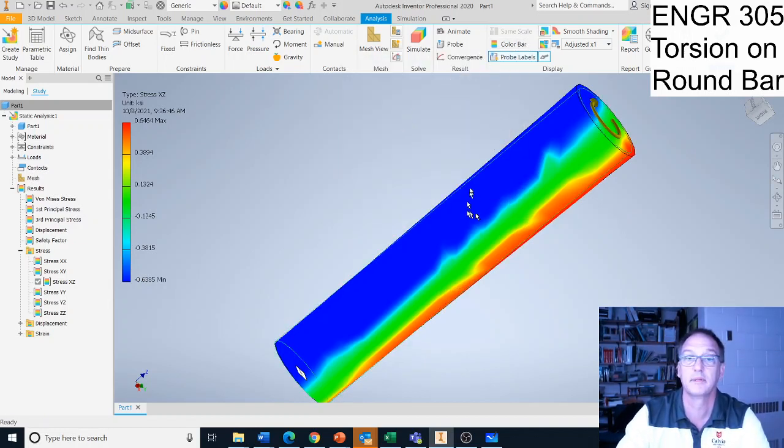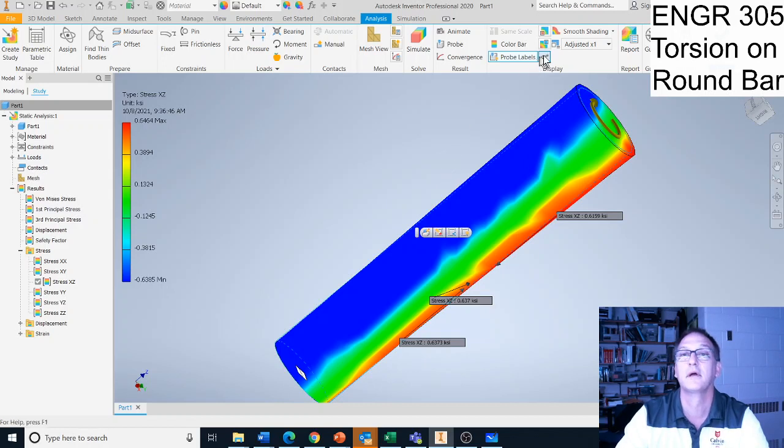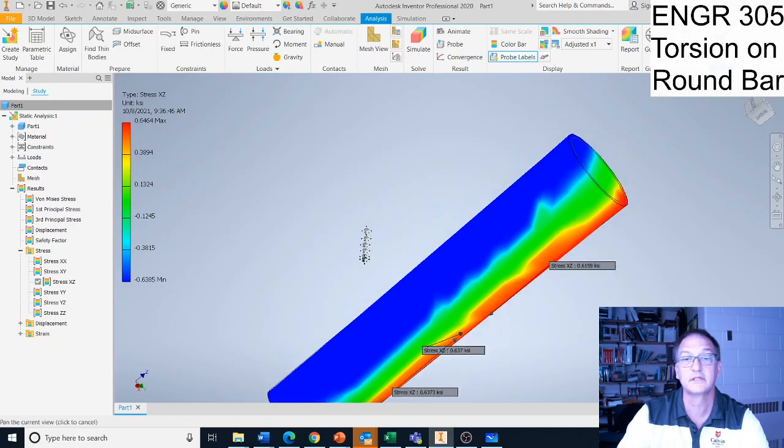I can slap a probe label. Oh, should have just kept picking. Probe label. There. Got to pick. Probe label. Once you start, I don't know. Nah. And maybe that's why I continue to use SolidWorks. But there we go. So there's our answer.